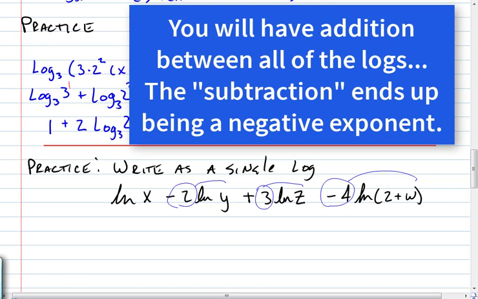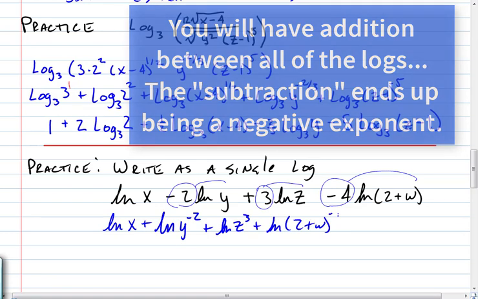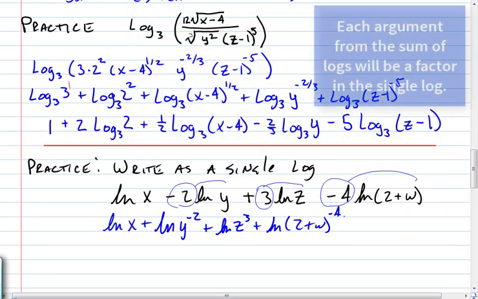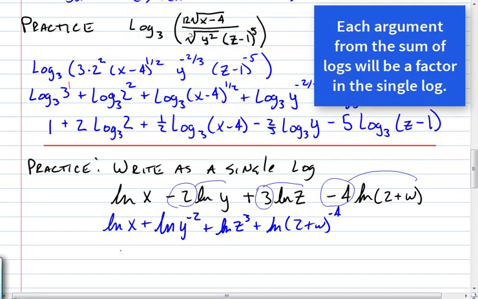So what we're going to have here for our first step going in reverse order is the natural log of x plus the natural log of y to the negative 2 plus the natural log of z cubed plus the natural log of (2 plus w) to the negative 4. The signs go with the number. Then we can rewrite this as a single log using the product rule in reverse order.